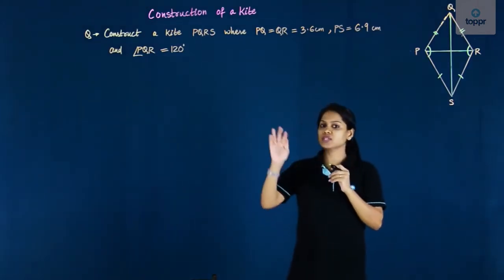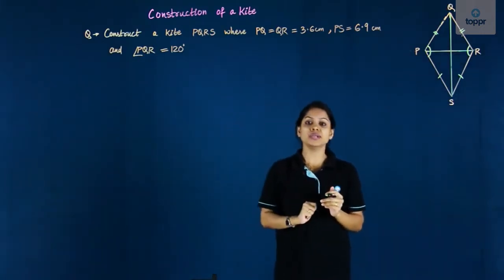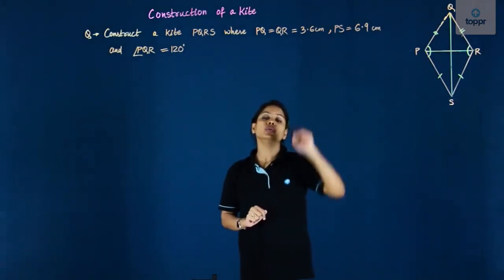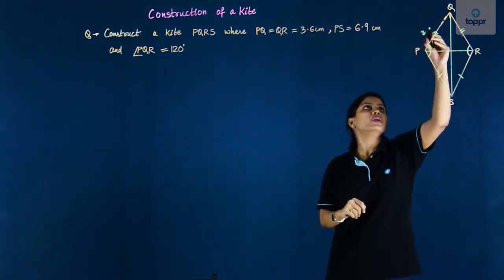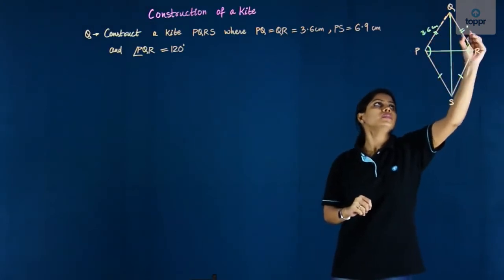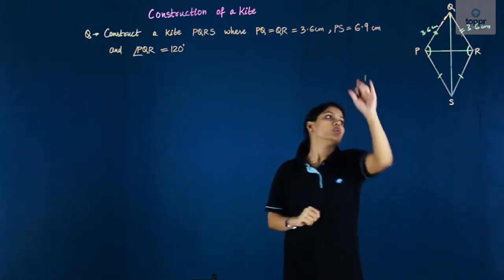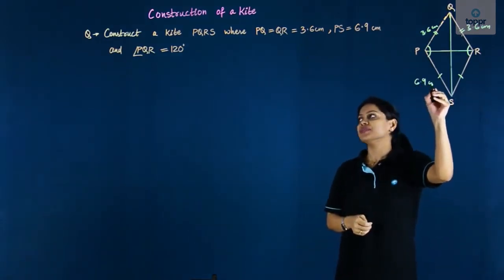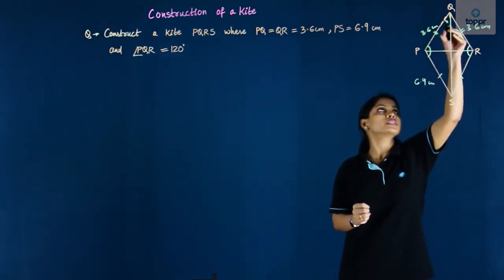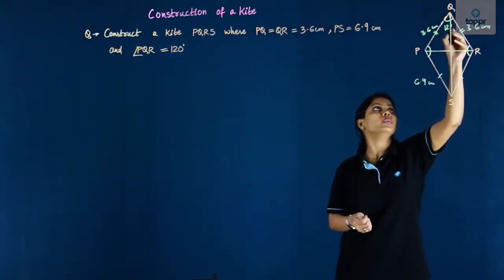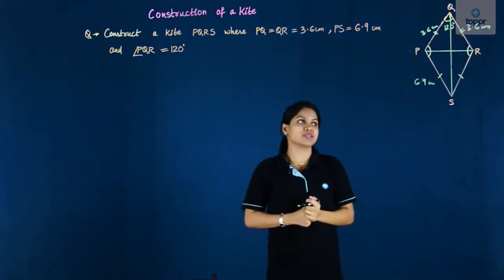So in this case, let's look at the question given to us. The question says construct a kite PQRS where PQ is equal to QR, that is equal to 3.6. Now PQ is 3.6 centimeters and so is QR. Apart from this, PS is equal to 6.9 centimeters and angle PQR is 120 degrees. So this angle here is equal to 120 degrees. So we will not be requiring the diagonals at all in this case.